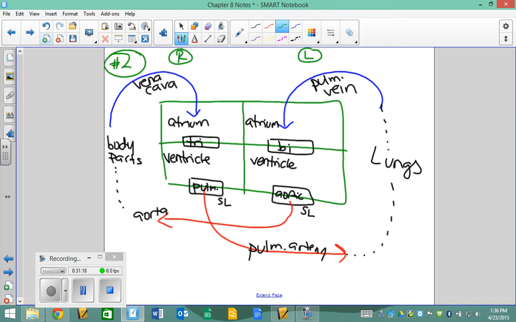So the direction of blood is always going like this. You'll see the arrows, we follow the arrows around, blood comes down. But that would be another way to represent blood flow through the heart without looking at an anatomical diagram of your heart.